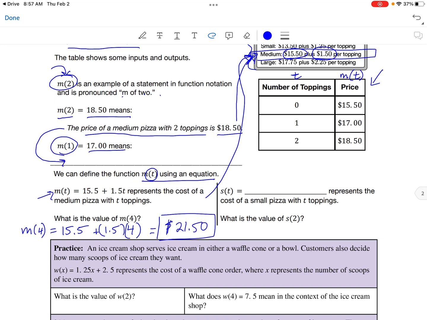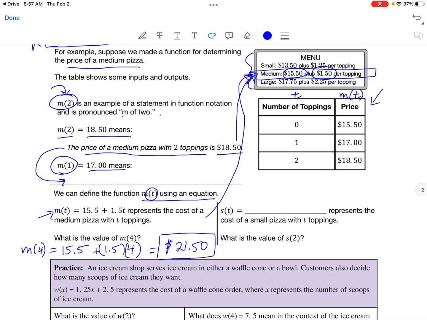All right, now we're going to make a new function rule, but for a small pizza. The small pizzas have different rules. The toppings are not as expensive because you don't have to use as much topping for a small pizza. So pause the video for a minute and write the rule for the price of a small pizza. All right, so if you said $13.50, or you can just write it as 13.5, either one it's okay, plus $1.25 per topping, which t is the number of toppings.